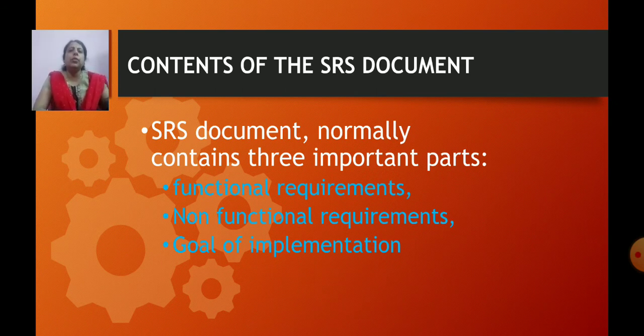Then, the content of the SRS document. The SRS document normally contains three important parts: functional requirement, non-functional requirement, and goal of implementation. It means the SRS document records the different functions of the project, which are the functional requirements, some non-functional requirements, and how to implement it, the goal of implementation. These are the contents of the SRS document.